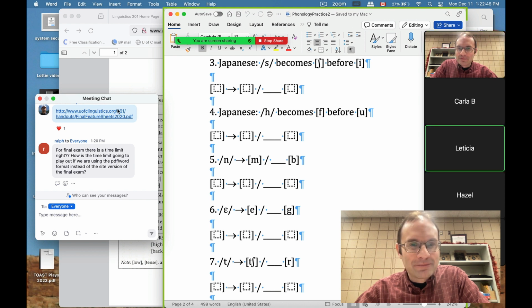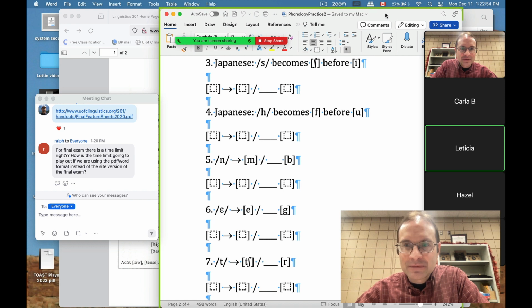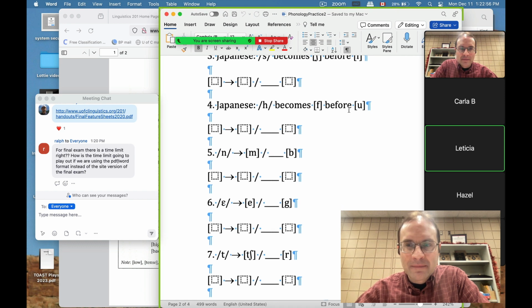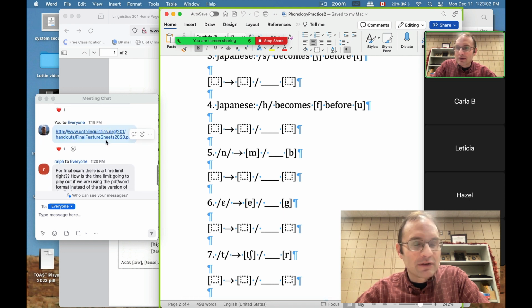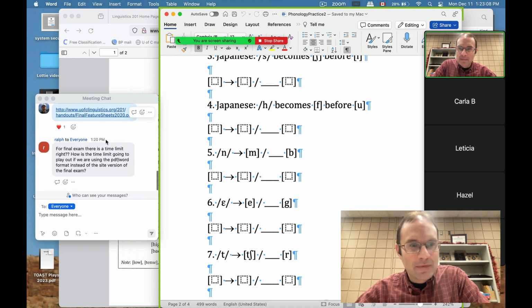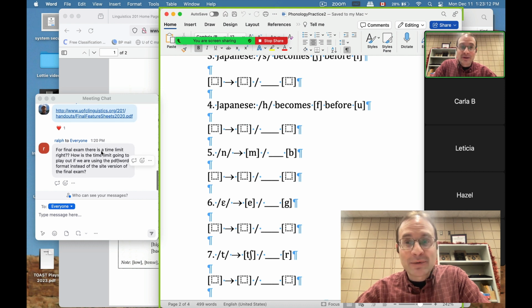Sorry, where is this sheet? Which sheet? I think I'm sharing the phonology practice exercises. Can you see those? Is it on the website? There's a link to the website, the feature sheet that's in the chat that I just posted for you all. And that's a guide for how to work through these problems.